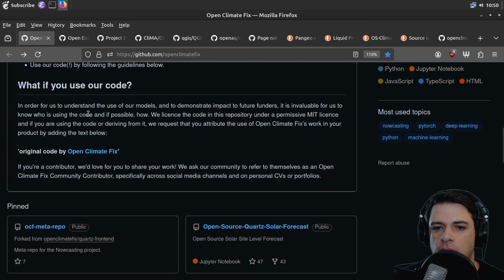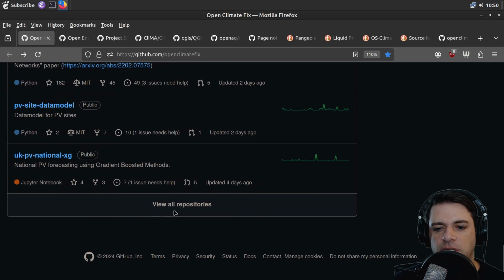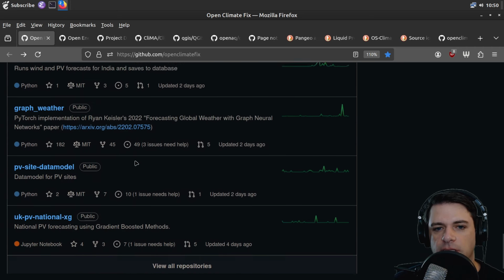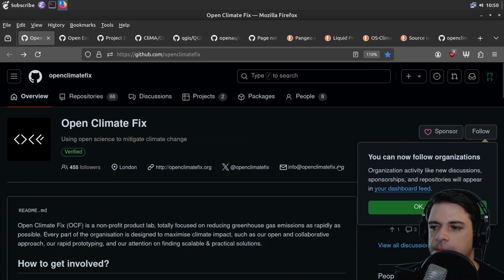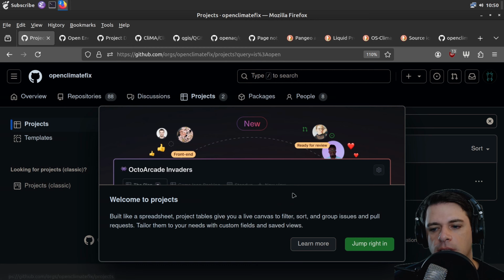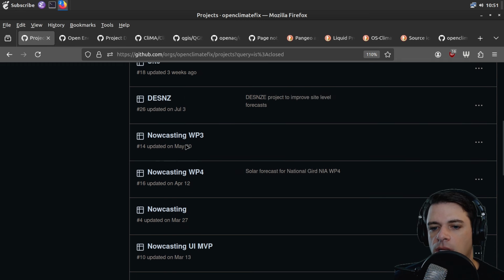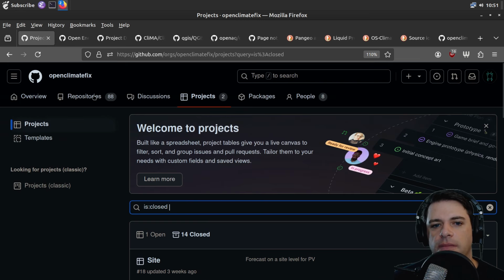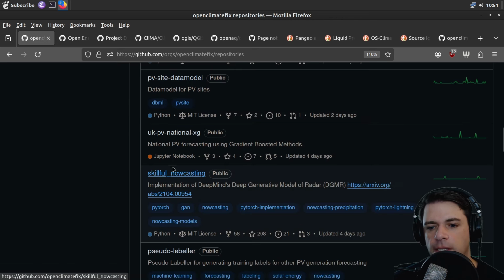And there's this, but it would be nice to have some sort of representation of what their repositories are. How does something, I guess, get to be a repository? Which of these repositories are getting emphasis? That sort of thing. There's 88 of them in 2 projects. The Big Solar Hunt and Open. And what? 1 open and 14 closed. I guess this is like some attempt at GitHub project management software. I'm not so familiar with GitHub projects.